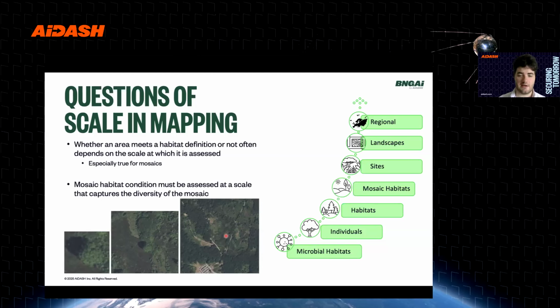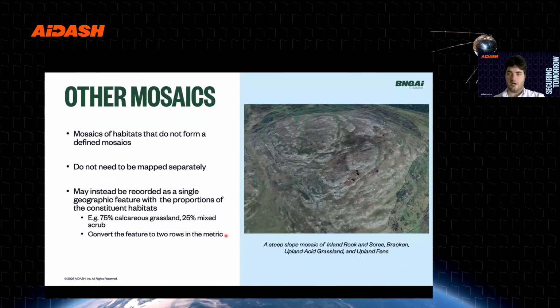And this is true at various different scales for various habitats. Obviously, vegetated gardens tend to be much smaller, and we'll go into all of those specific habitat types towards the end. So that's kind of defined mosaics. I've talked a bit about other mosaics, but let's go into a bit more detail.